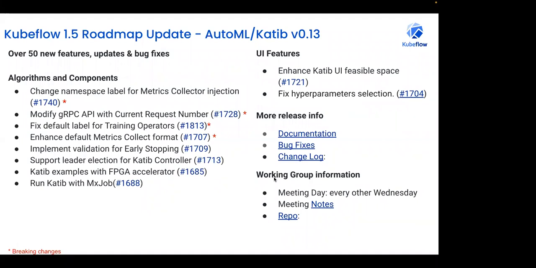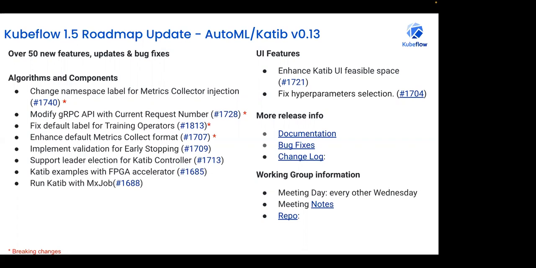From the AutoML side, we are happy to announce the 0.13 version release. It has a few breaking changes when compared to the previous ones. Firstly, there is a change in the namespace label, which enables the Katib metric collector injection. This means if anyone wants to update the current cluster, you need to patch the namespace and the mutating webhook labels to reflect the newer one.